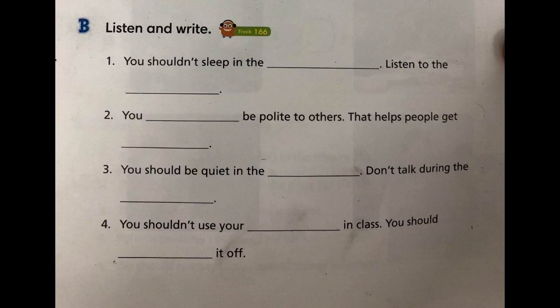B. Listen and write. 1. You shouldn't sleep in the classroom. Listen to the teacher. 2. You should be polite to others. That helps people get along. 3. You should be quiet in the theater. Don't talk during the movie. 4. You shouldn't use your phone in class. You should turn it off.